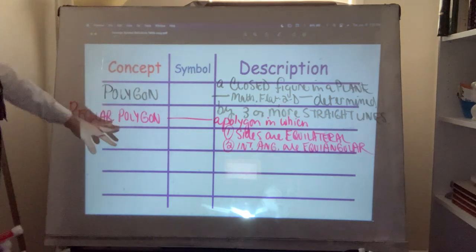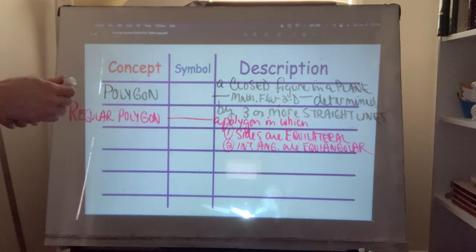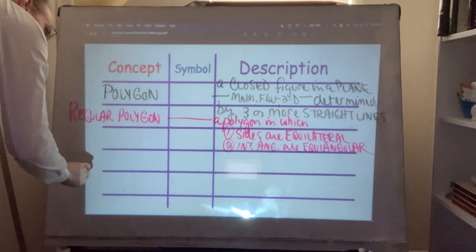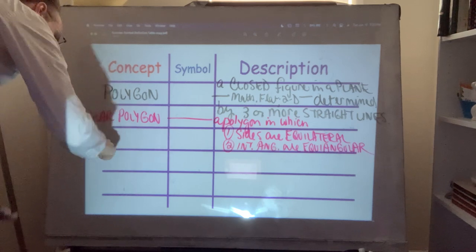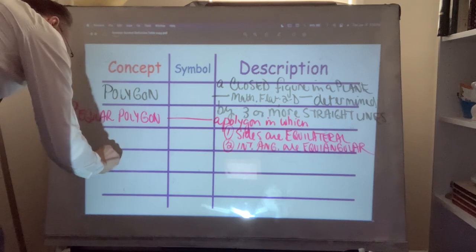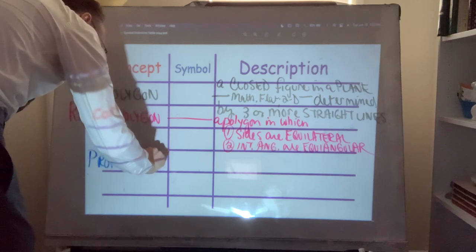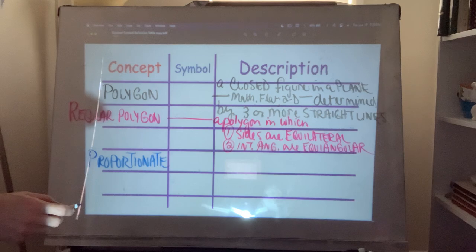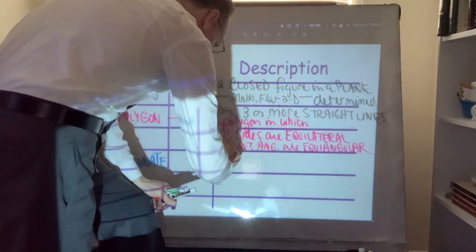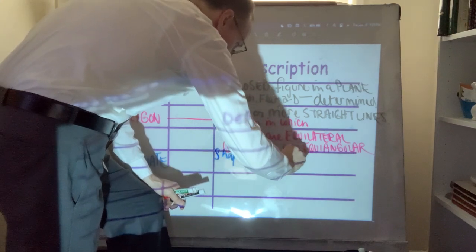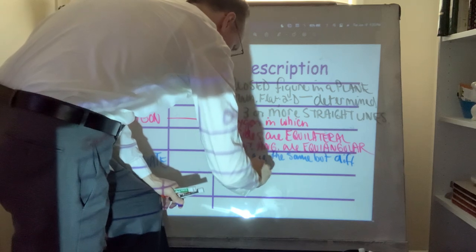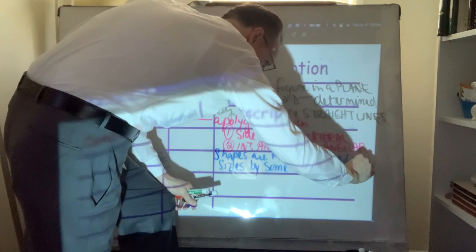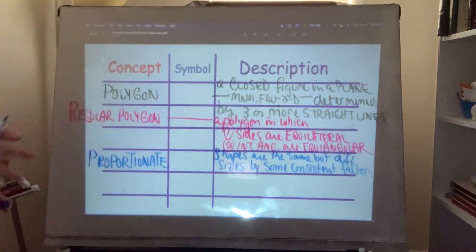Now, what's going to become important subsequently is this idea of proportionate. Just for the sake of space and clarity, let me put this here. Proportionate. In our context, this is when shapes are the same but different sizes by some consistent factor, meaning that all of the sides are shrunken or enlarged by some multiple. Shapes that are the same but different sizes. They're the same type of shape.